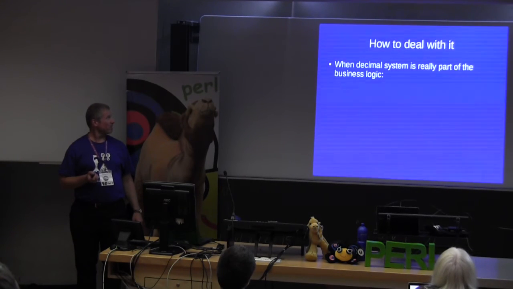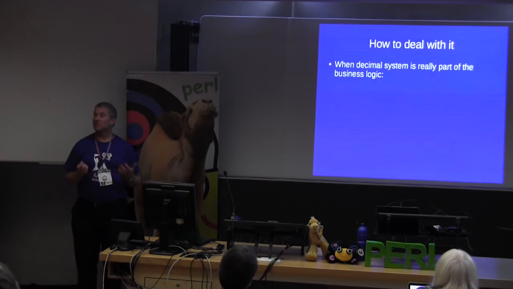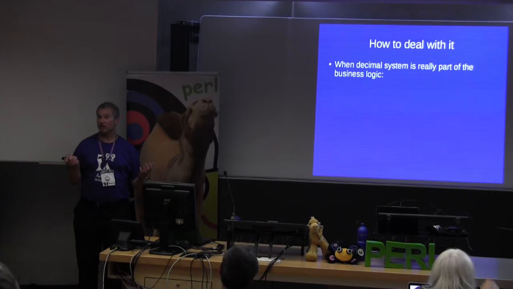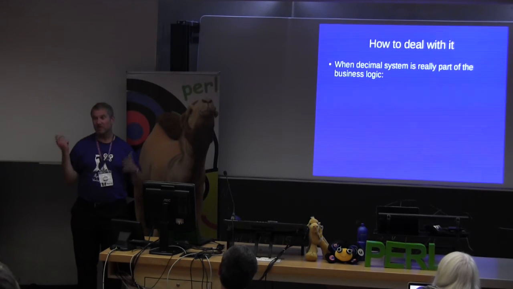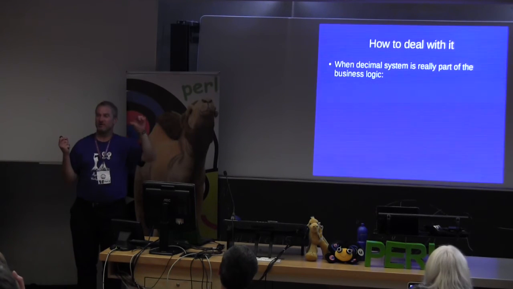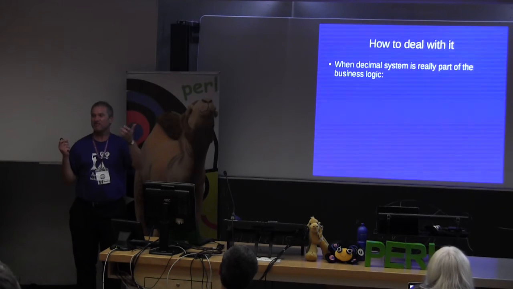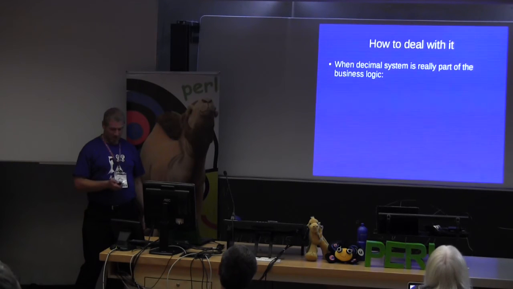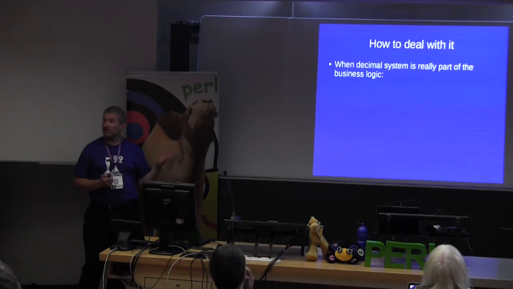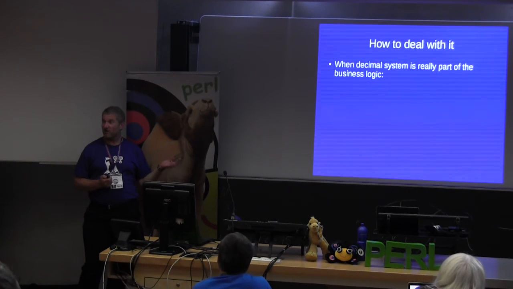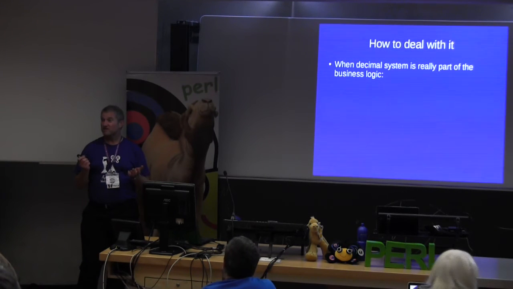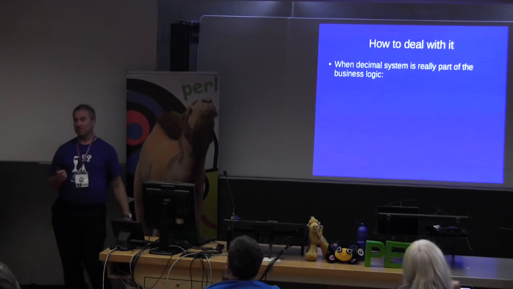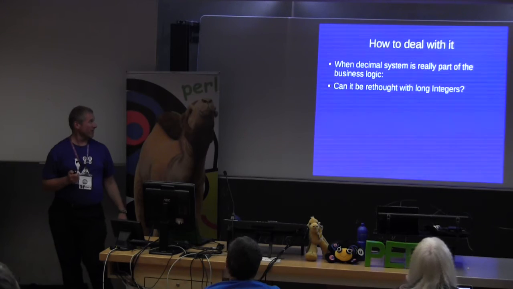And now the question is how we deal with this. And then we have to think, is the decimal system part of our business logic? Sometimes it is, sometimes it isn't. Sometimes it's just, okay, 0.2 is just as likely as 1/7, then it doesn't matter. So if we do financial calculation, probably the decimal system is part of our world. If we do scientific calculation, probably it isn't. But you have to think about that.